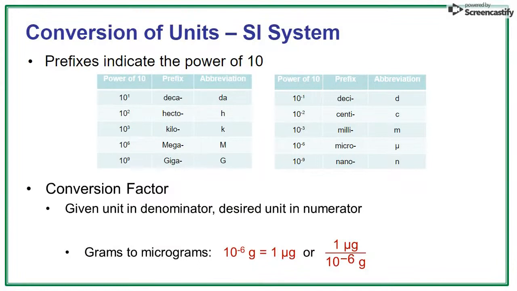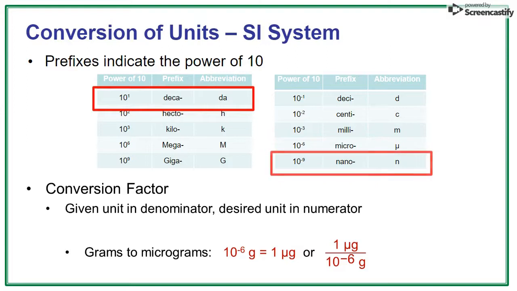Conversion factors are based on equivalencies between units. The prefix table given on page 3 of the PLTW engineering formula sheet provides the equivalencies of SI units in terms of powers of 10. So, for example, 1 deciliter is equivalent to 10 to the first liters. 1 nanogram is equivalent to 10 to the negative 9th gram. Conversion factors are created by using these equivalencies in the form of a fraction equal to 1.